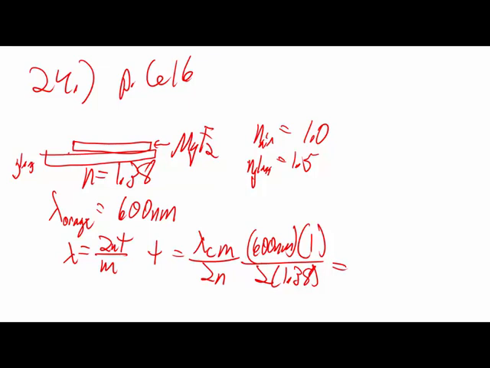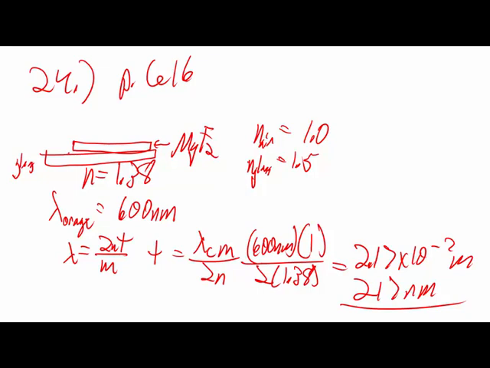And so we should wind up with 600 times 10 to the negative 9th, divided by 2 times 1.38, correct? And so we get about 217 nanometers. We get an answer of 2.17 times 10 to the negative 7th meters, but let's just say 217 nanometers, okay? So there's your answer. There's your thinnest film that you can have of magnesium fluoride to get a strong orange reflection, okay?